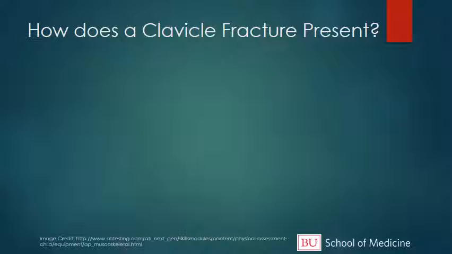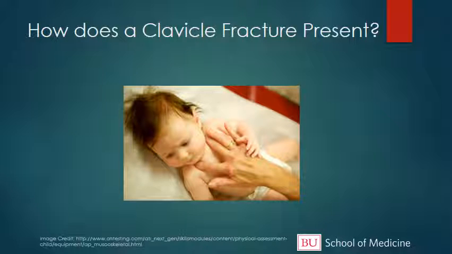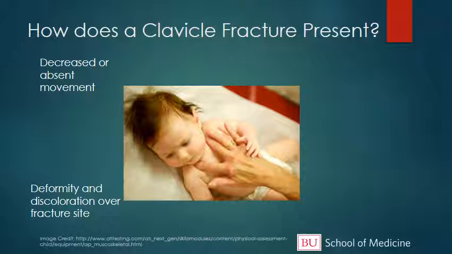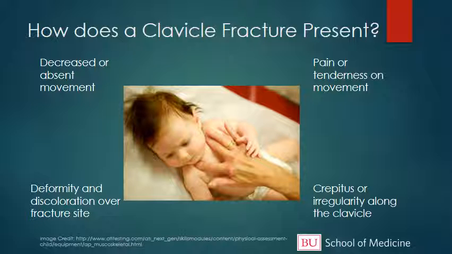Now, how does a clavicle fracture present? Well, some severe cases of clavicle fracture may present with decreased or absent movement on the affected side limb. Most commonly, clavicle fracture presents with deformity or discoloration over the fracture site. This should be identified during the inspection portion of the exam. Less commonly, palpation may elicit pain or tenderness, and you may also be able to palpate crepitus, or an irregularity along the clavicle. And so this is during the palpation portion of the exam.